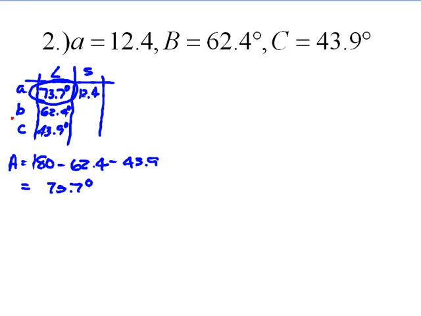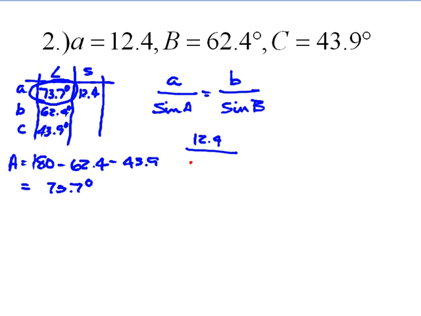Okay. Now we can use our sine law. We have two things that match each other here in A. We have the side and we have the angle. So let's put that down, and we need the side for B. So let's put that down. A over the sine of A equals B over the sine of B. All right, so we have A, 12.4 over the sine of 73.7 equals B over the sine of 62.4 degrees.